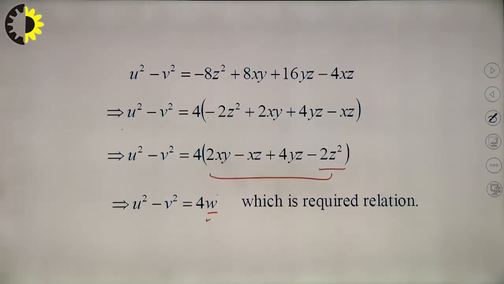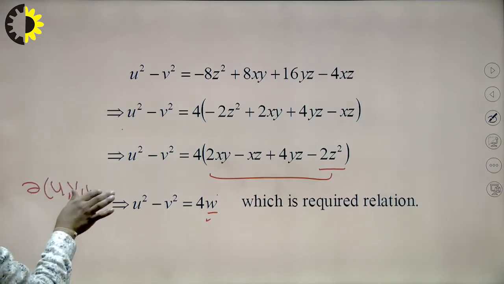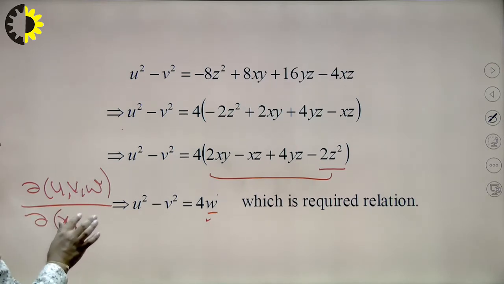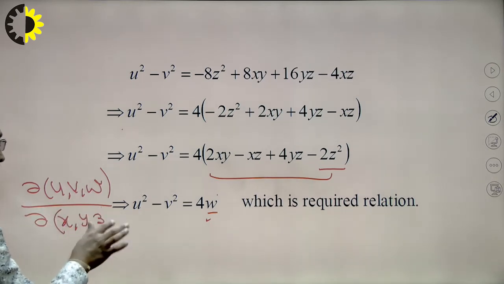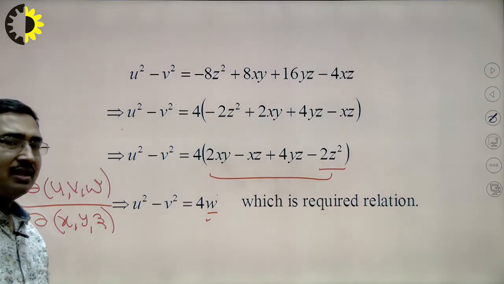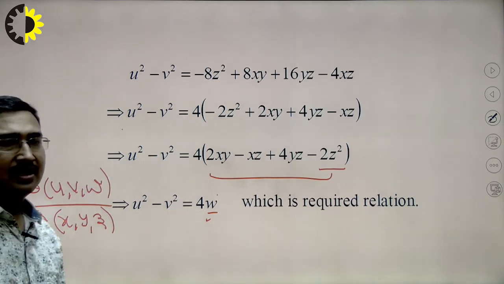First of all, I calculated this Jacobian del u v w over del x y z. The value of the Jacobian came out to be 0. It proved that u, v and w are functionally dependent, that is, we can find a relation among u, v and w not involving x, y and z.